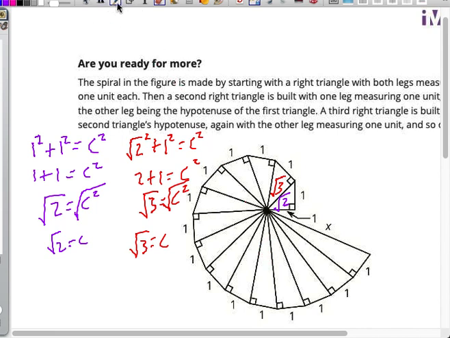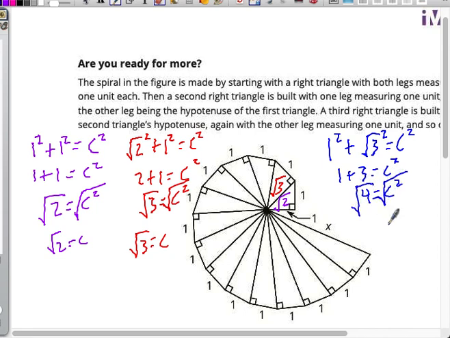Now we've got the leg length for our next one. So we've got 1 squared plus square root of 3 squared equals c squared. So that would be 1 plus 3 equals c squared. 1 plus 3 is 4 equals c squared. Take the square root. So square root of 4 equals c.